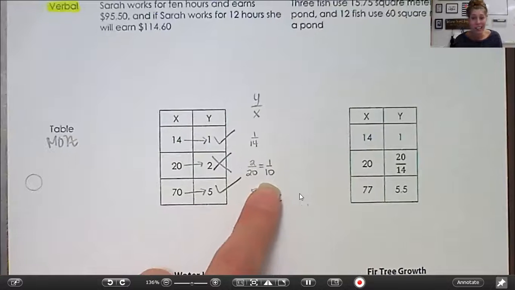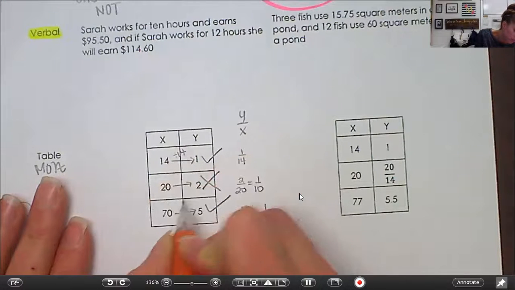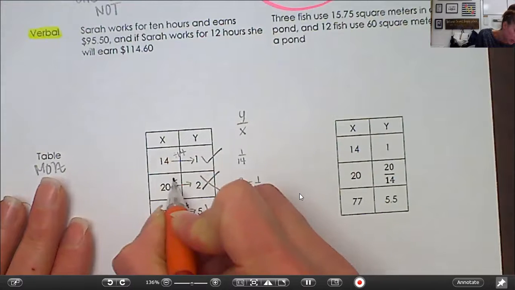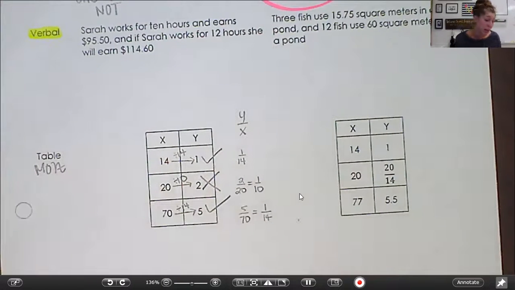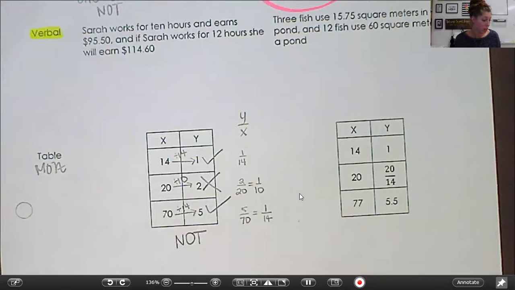1/10 is not the same. These are all dividing by 14, except for this guy is dividing by 10. And because those numbers do not match, this one is not proportional.